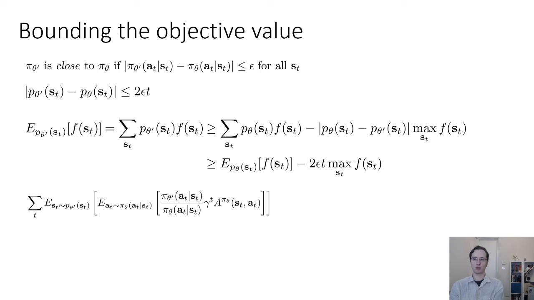So this was the equation that we were originally concerned about. We were concerned about the expected value under p theta prime of s_t of the expected value over the actions of the importance sampled estimator for the advantage.